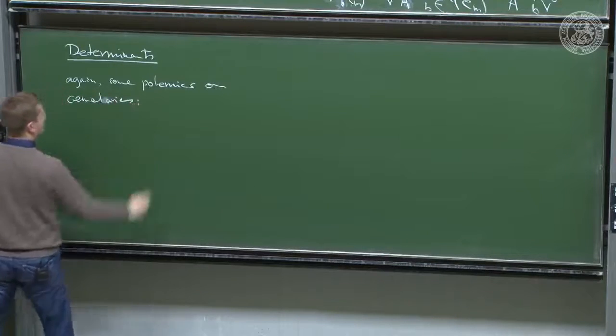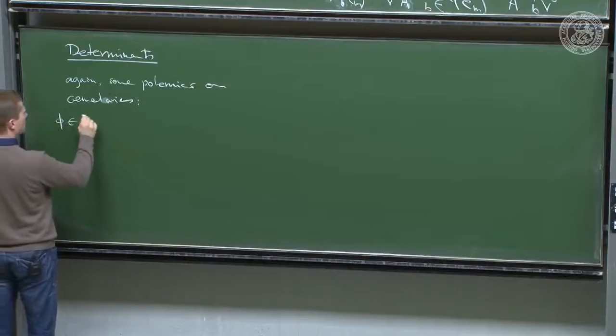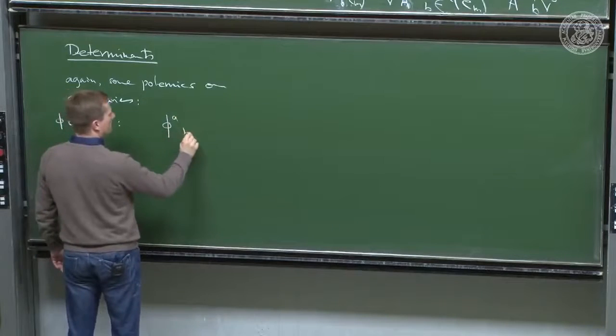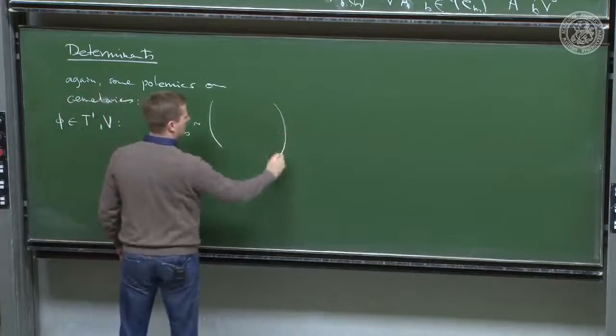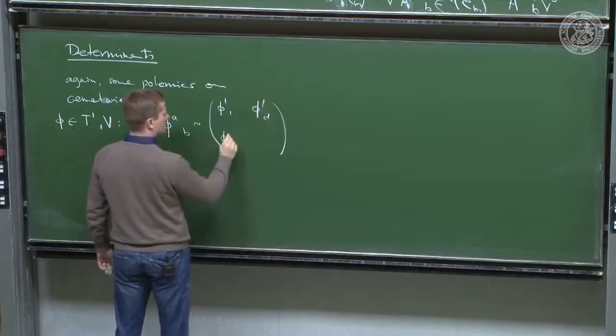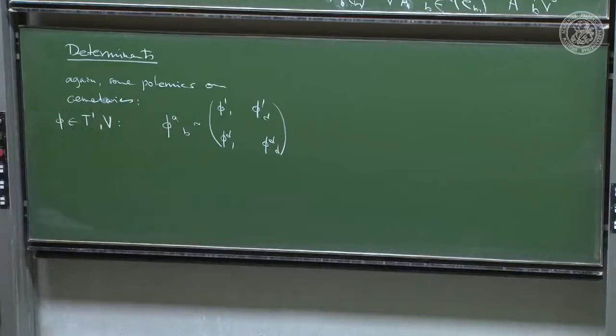Symmetries. You see, if you have phi, which is a 1-1 tensor, then you have these components A, B, and you may think of them as being here, ordered according to the row and column rule.